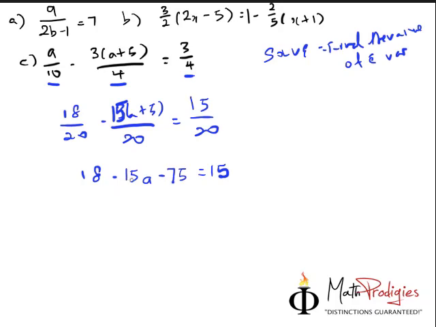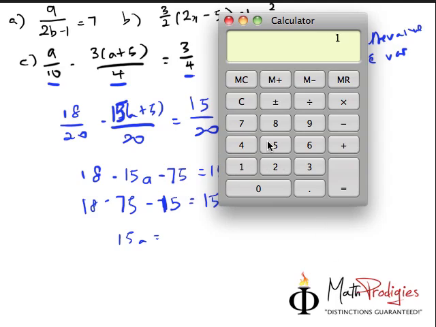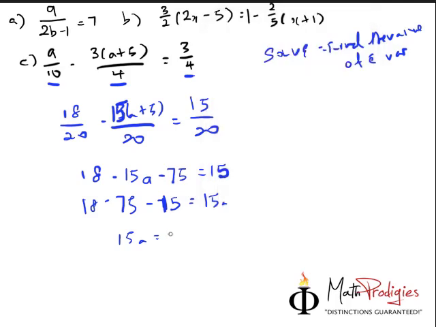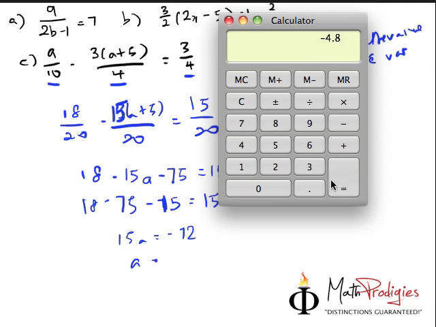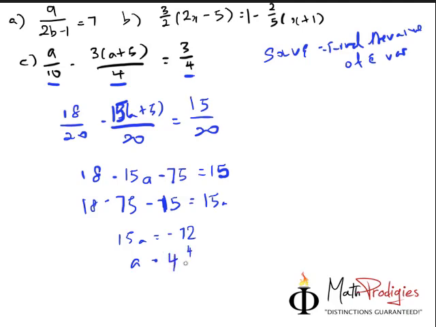Excuse me. I'll bring the 15 over to the one side, so it becomes 18 minus 75 minus 15 gives you 15a. Therefore, 15a is equals to what? Let me just take my calculator out. 18 minus 75 minus 15 is minus 72. Therefore, a is equals to, divided by 15, and you get minus 4.8. So that is the answer. Alright, so if you got that one right, high five, because you are a math prodigy.